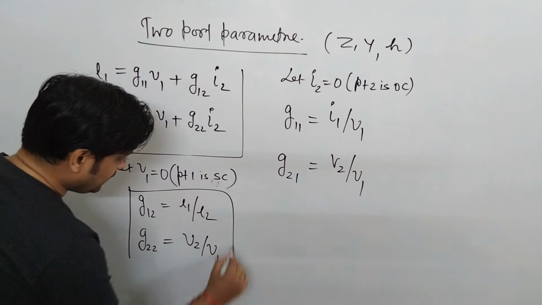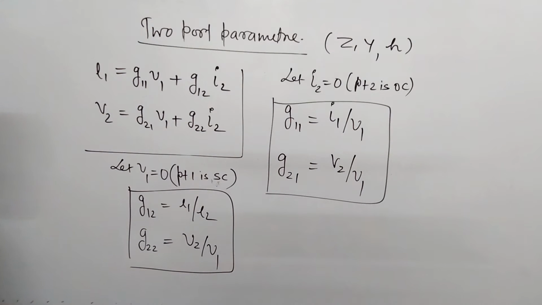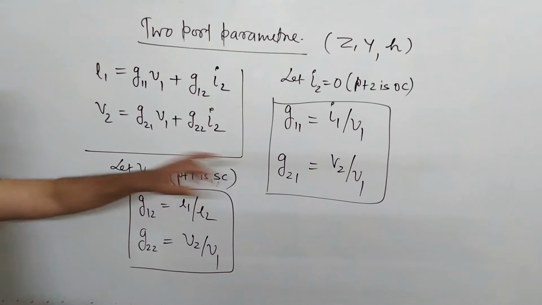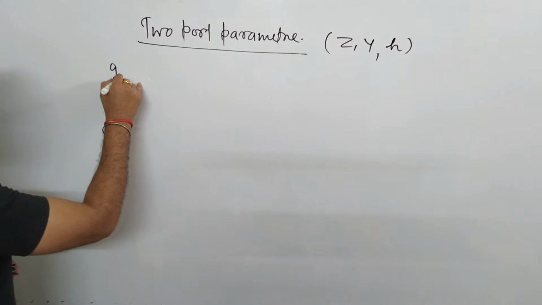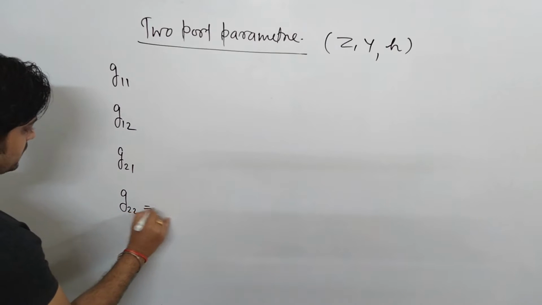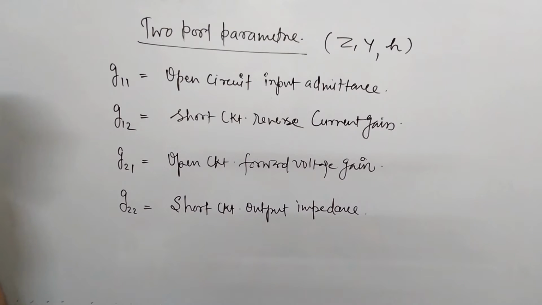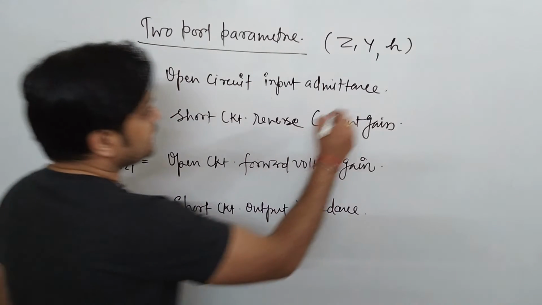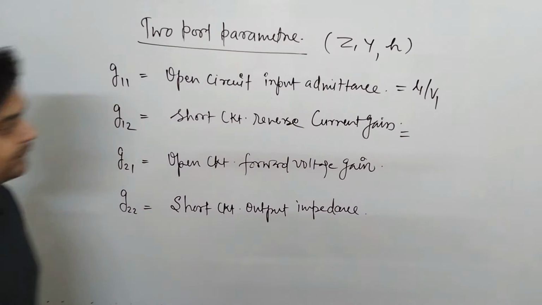These values are in the form of their port values, with the condition of either port 2 being open circuited or port 1 being short circuited. So this is G11, G21 and this is G12 and G22. Now we see the nomenclature of G11, G12, G21 and G22. If you refer to all of G11, G12, G21, once again I will write here, it was I1 by V1.